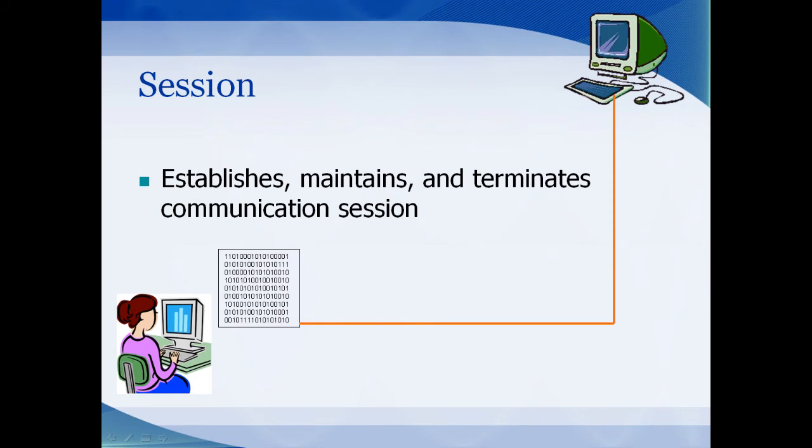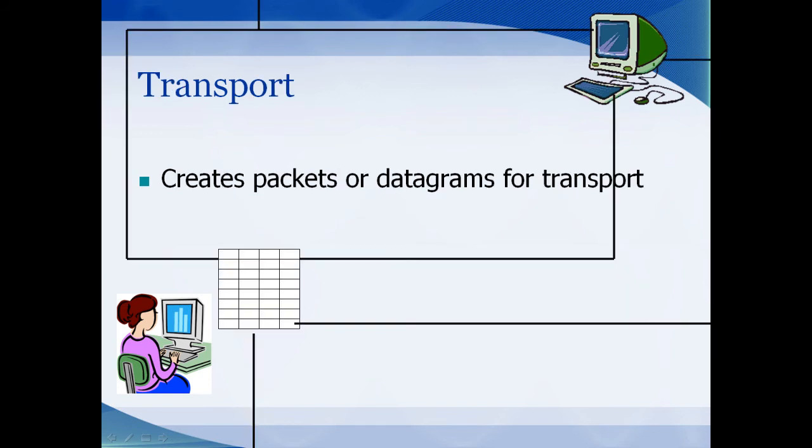The session layer of the OSI model establishes a connection between the two computers. The transport layer gets the information ready to send over a network.